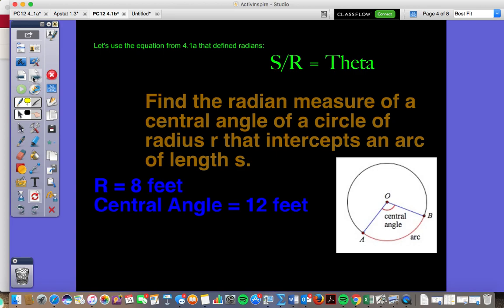Perfect. Okay, on a calculator, does everyone know how to do that on a calculator? Do what we just did. I mean, that's pretty simple, right? Okay, so you've got that.